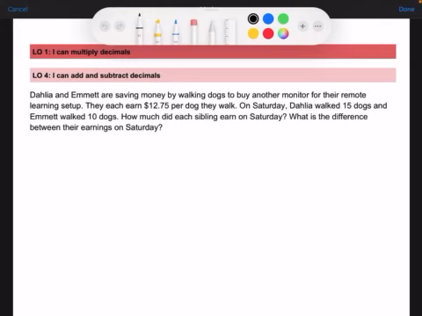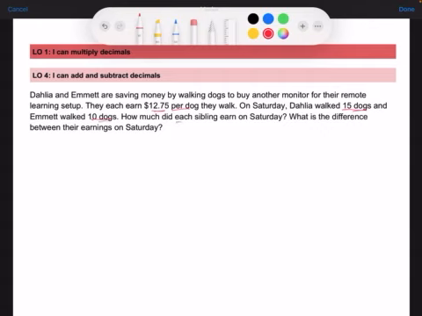Dahlia and Emmett are saving money by walking dogs to buy another monitor for their remote learning setup. They each earn $12.75 per dog they walk. Okay, that looks important. I'll underline it. On Saturday, Dahlia walked 15 dogs and Emmett walked 10 dogs.